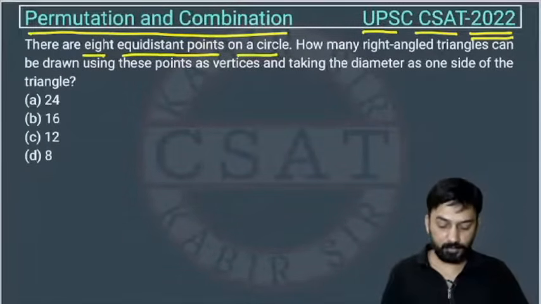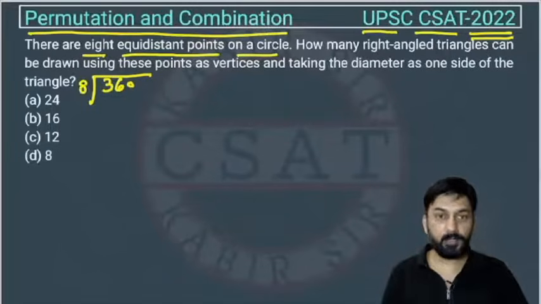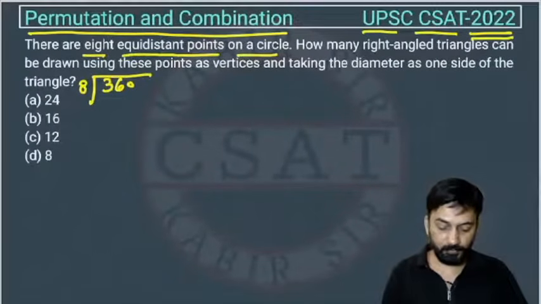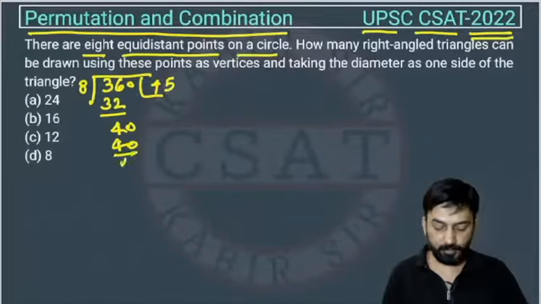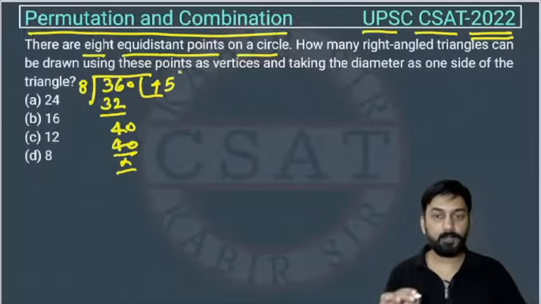So we know that a circle has 360 degrees and there are 8 points which are equidistant. So we will see what the angle difference will be. We will divide 360 by 8. How many times will this go? 8 fives are 40, 8 times 4 is 32, so there will be a distance of 45 degrees.